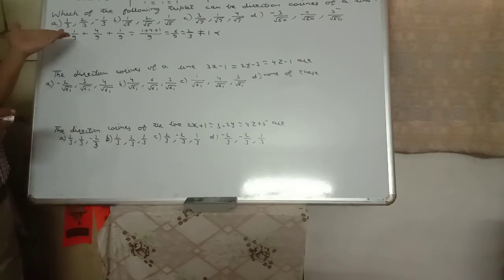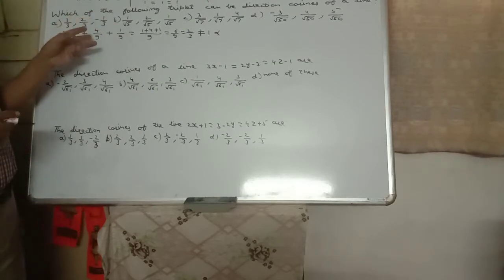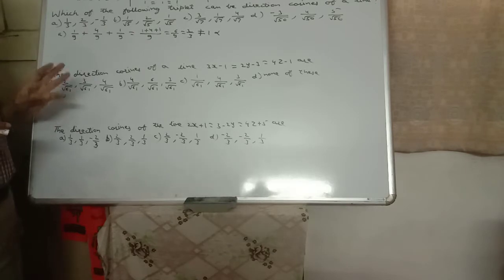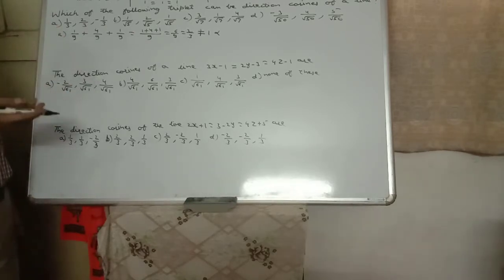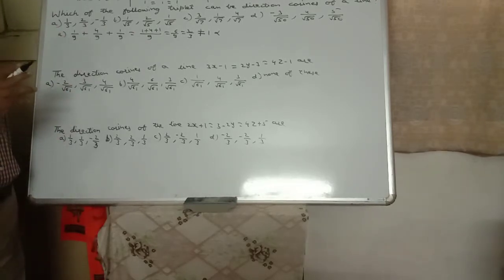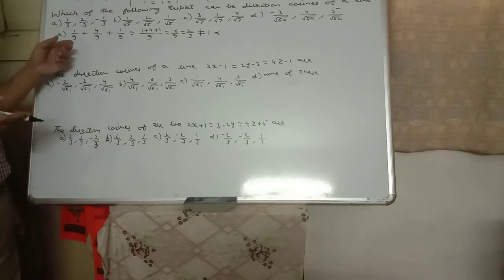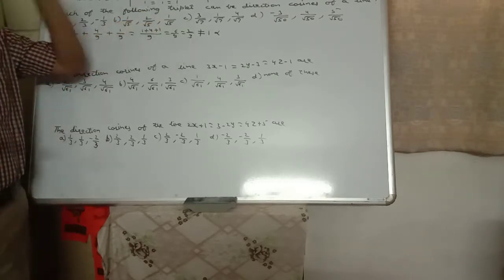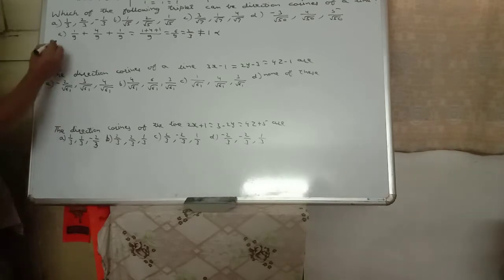If in option A we get the sum of squares equal to 1, then we need not verify other options. In that case, the answer becomes option A. But here option A does not satisfy the required condition. Option B.